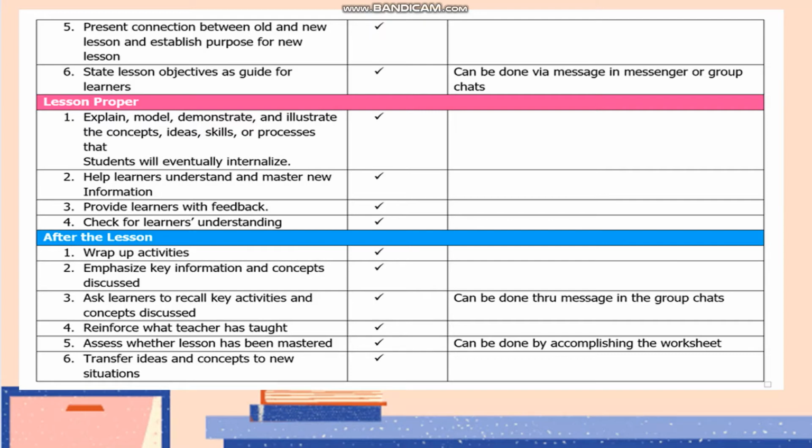Number 1, wrap up activities. Number 2, emphasize key information and concepts discussed. Number 3, ask learners to recall key activities and concepts discussed. Number 4, reinforce what the teacher has taught. Number 5, assess whether the lesson has been mastered. Number 6, transfer ideas and concepts to new situations.